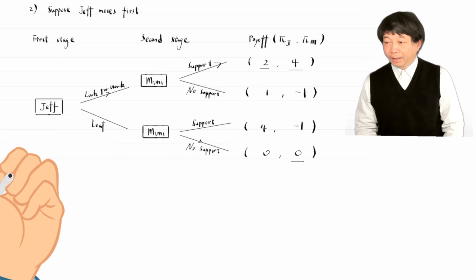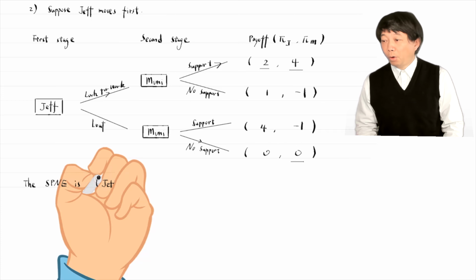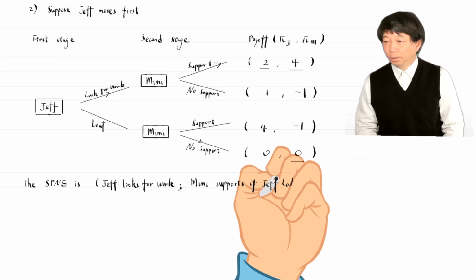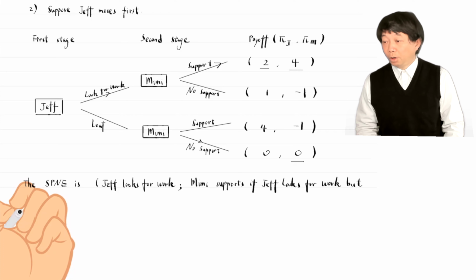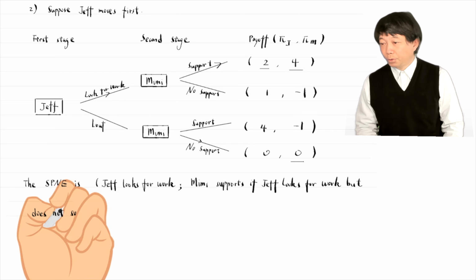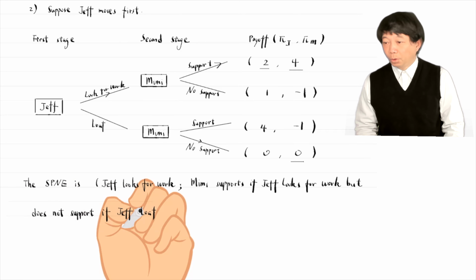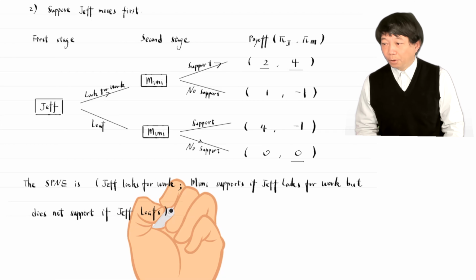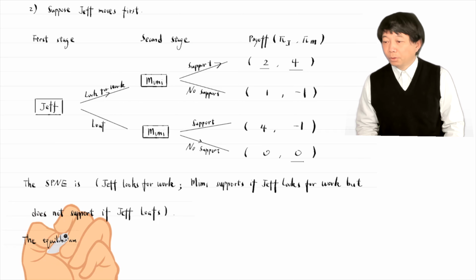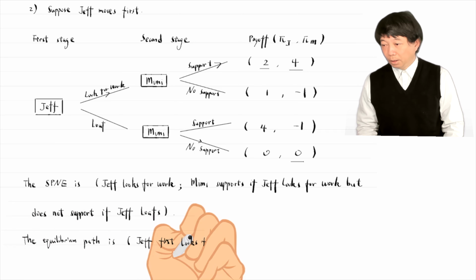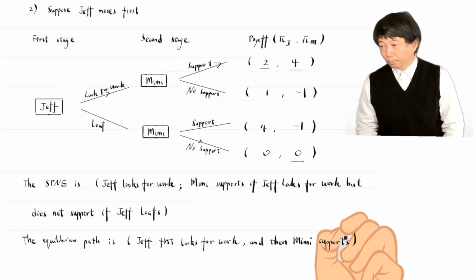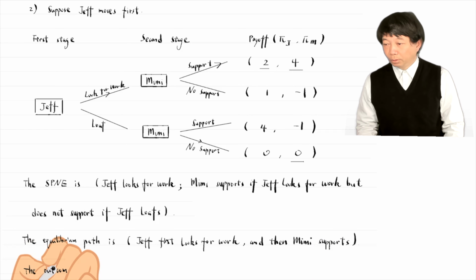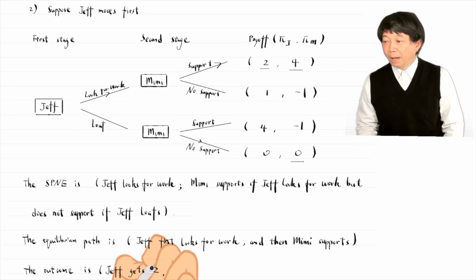The subgame perfect Nash equilibrium is that Jeff looks for work. Mimi supports her son if he looks for work, but does not support her son if he chooses to loaf. Recall that a strategy is a plan for different situations, so Mimi's strategy should be stated as above. The equilibrium path is that Jeff first looks for a job, and then his mother, Mimi, supports her son. The outcome of the sequential dynamic game is that Jeff gets 2 and Mimi gets 4.